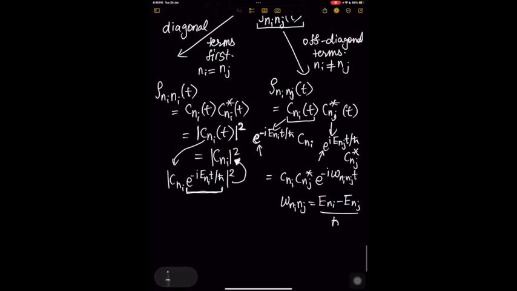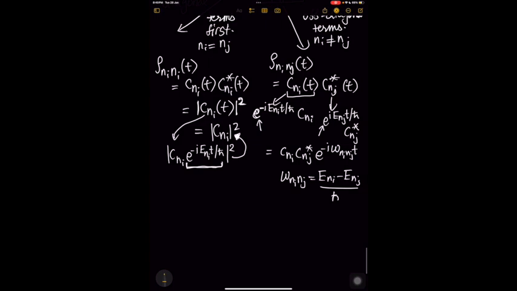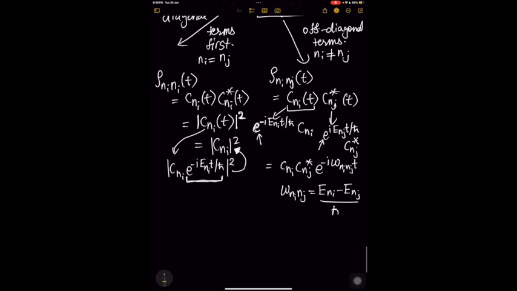Okay, so let's talk about the diagonal terms first. So all the diagonal terms, so let's just say the first diagonal element in this density matrix, which would be rho n1 n1, would be mod c n1 squared, which is essentially the modulus squared of the inner product of n1 with ket psi of t.